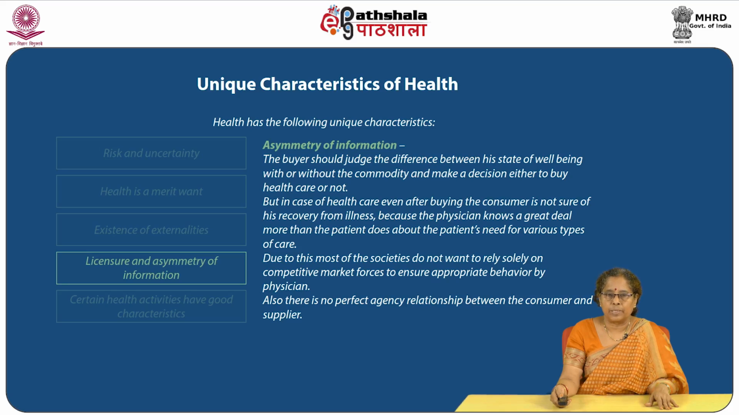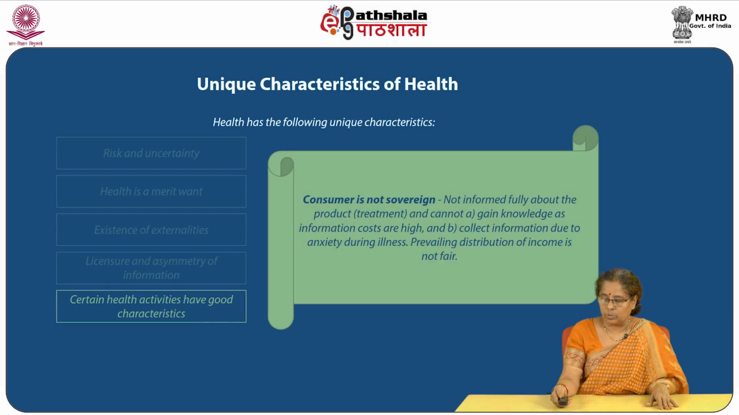In a perfect agency relationship, the producer has to act on behalf of the consumer in toto, but here it is not possible. The consumer is not sovereign because he is not fully informed about the product, that is the treatment, and cannot gain knowledge as information costs are high and it is hard to collect information due to anxiety during illness. Another thing is that the prevailing distribution of income is not fair in society.